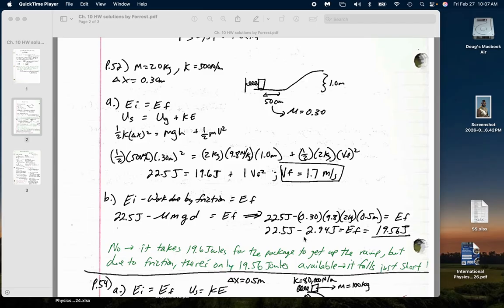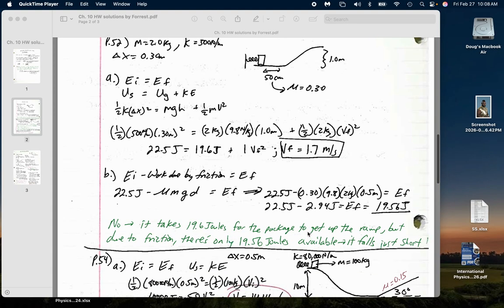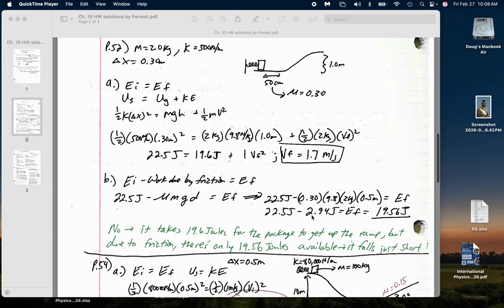So essentially, I did not do that right, I think. Oh, yeah, I did. So essentially I lose 2.94 joules of energy due to friction. That's the negative amount of work that is done. So I'm left with 19.56 joules. But to get up this height, 1 meter, takes 19.6 joules of potential energy. So it's going to fall just short of reaching up to the truck.